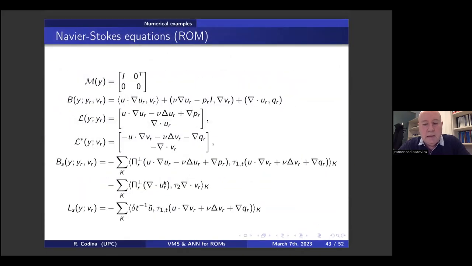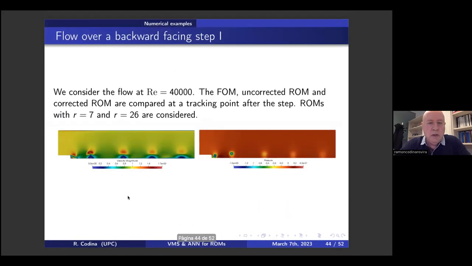First of all, we are applying that to the Navier-Stokes equations. So this is the particular realization of the operators that have been introduced for the Navier-Stokes equations. Then let me show the first model, which is the flow over a backward facing step at a Reynolds number of 40,000, which is quite high for this problem, and we have quite complex dynamics. On the left, you see the contours of the velocity field, and on the right, the contours of the pressure. I will show results of the time evolution at a certain point that is right after the step.